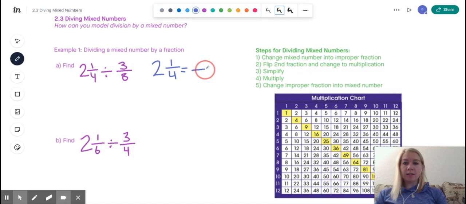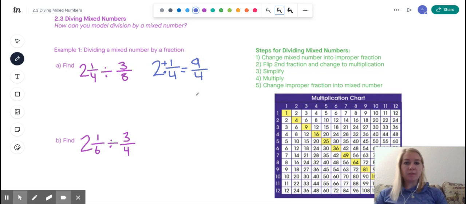we know that the denominator, 4, is going to stay the same. So I'm going to get my denominator down so I don't forget. Now, we're going to multiply, and then we're going to add. So we're going to multiply 4 times 2, which is 8, plus 1, which is 9. And there's our improper fraction.